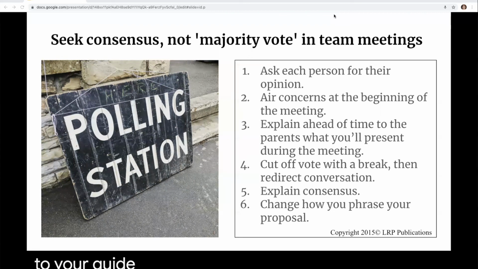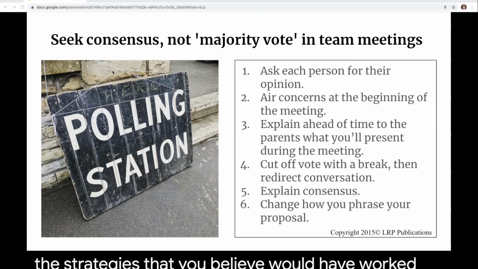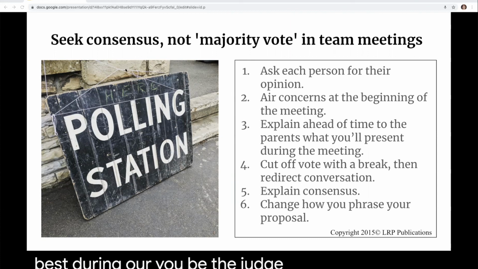Go to your guided notes and read the 6 tips for coming to a consensus during an IEP meeting. Choose one of the strategies that you believe would have worked best during our You Be the Judge activity with Brennan, and make note of that in your guided notes.